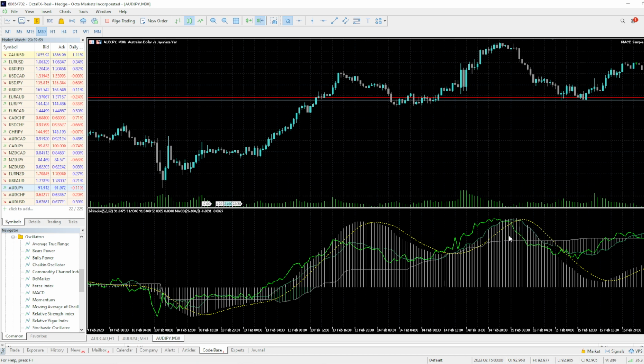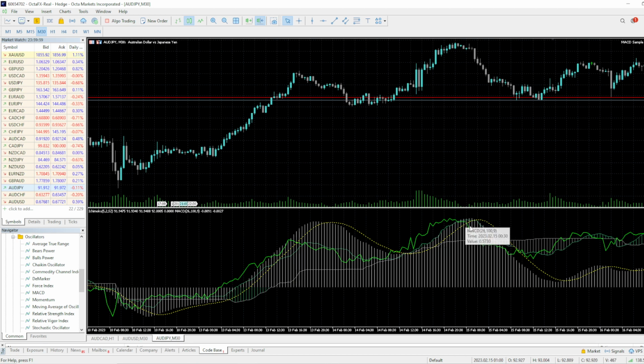You're not going to sell because the MACD lines are in the buy direction. No sell. Take a look here. No sell. It's a buy direction, the MACD lines. Take a look. No sell. Here, enter the market.